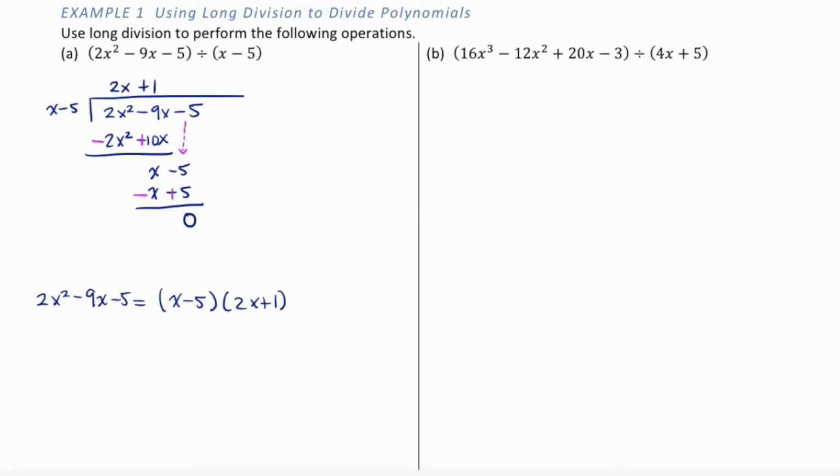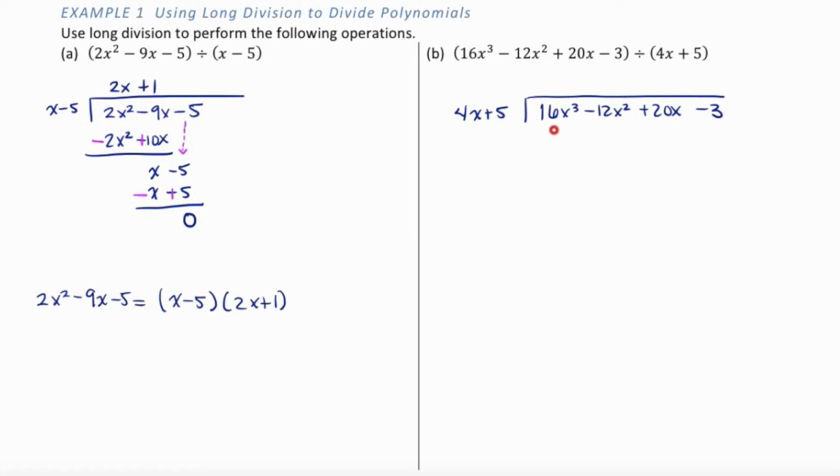Let's try the same thing for example B. So again, our divisor goes on the outside of our division table, and then our dividend goes on the inside. 16x cubed minus 12x squared plus 20x minus 3.